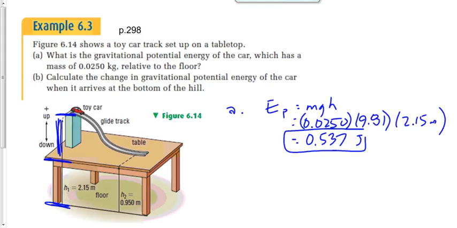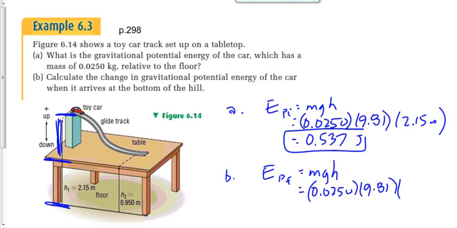B, oh, this is a bit different. What's the change in gravitational potential energy of the car when it arrives at the bottom of the hill? Change. What do you think of when you hear the word change? We don't like change. It's not like funny angles, though. People just don't like change, but that's okay. It's not a big deal in this one. Yeah, delta, right? Final minus initial. Right, if you want to find the change in potential energy, you've already got the initial energy right here. Let's get the final energy and let's subtract them. So let's say Ep final is mgh. That's going to be 0.0250 times 9.81 times the final height of 0.950.